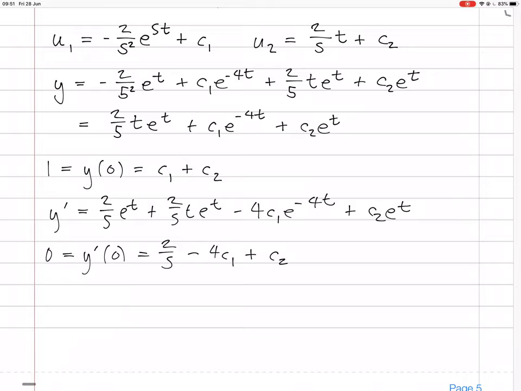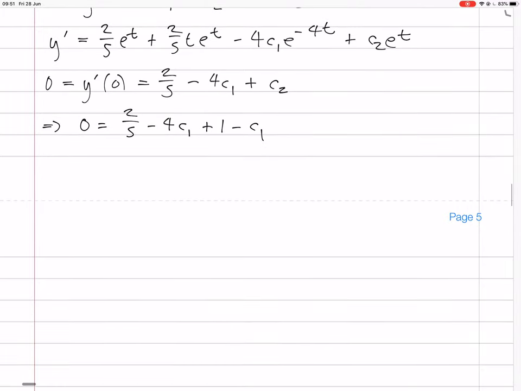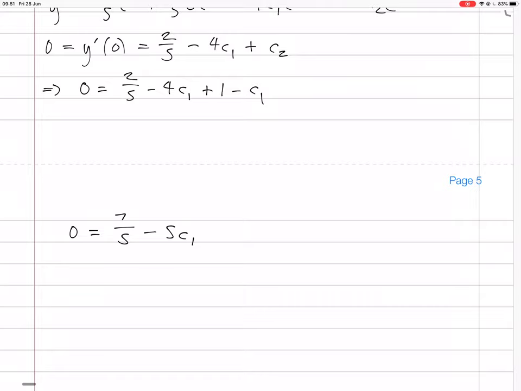So let's see how we're going to do this. We could start off by saying that c2 equals 1 minus c1. Okay, so those things together imply that 0 equals 2 over 5 minus 4c1 plus 1 minus c1. That gives us 0 equals 2 over 5 plus 1, that's 7 over 5, minus 5c1. So 5c1 equals 7 over 5. So c1 equals 7 over 5 squared.